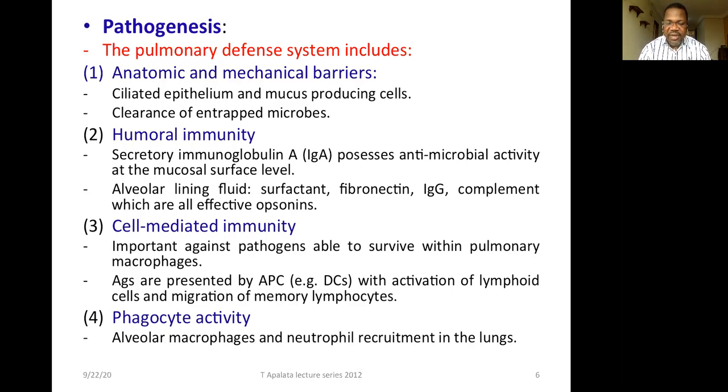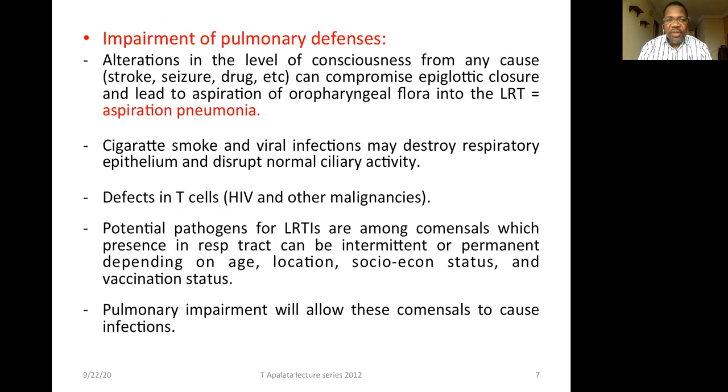Like in the lungs, we have alveolar macrophages and neutrophils that can be recruited when there is a problem, and they prevent the development of infections. Then we have impairment of these pulmonary defenses. The pulmonary defenses can be impaired. And what are the reasons for the impairment of the pulmonary defenses?